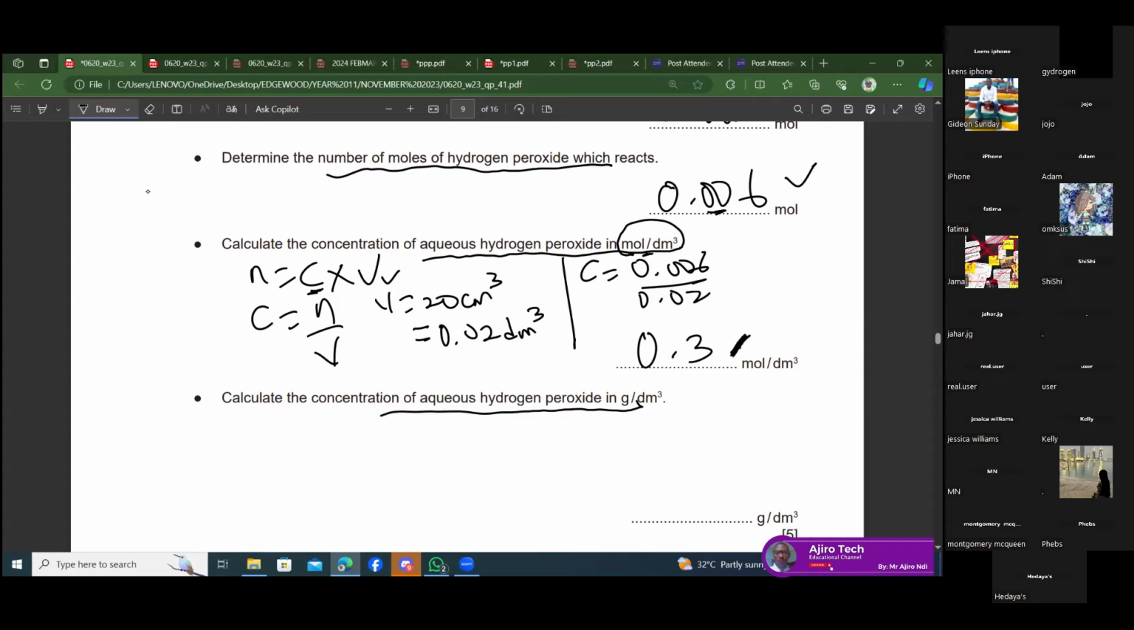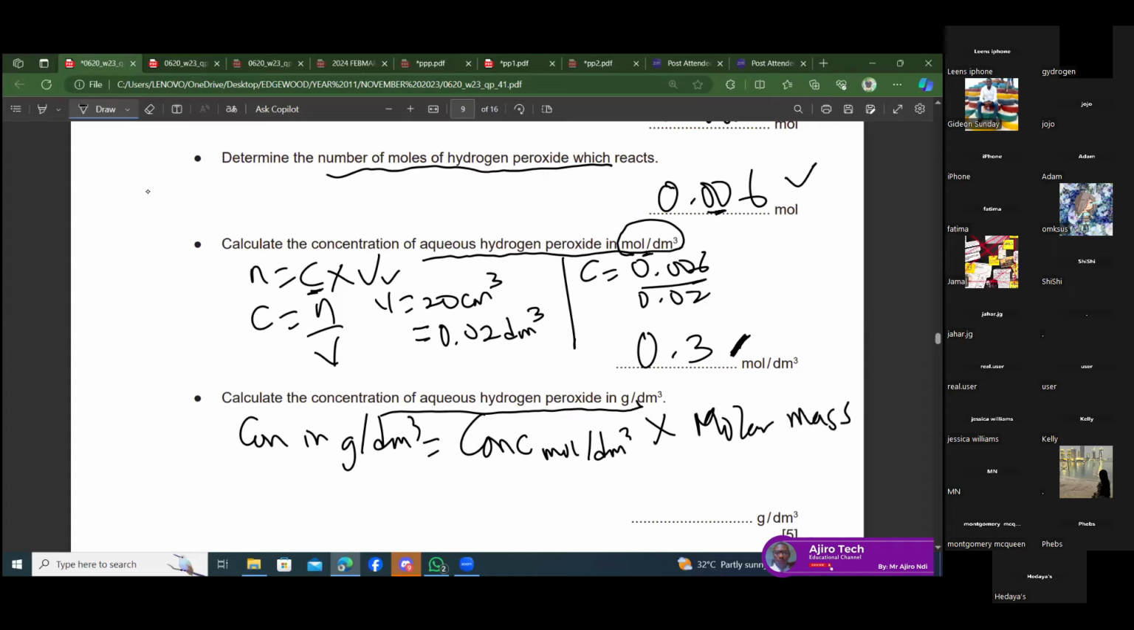So to calculate this in gram per dm cube, it's simply going to be concentration in gram per dm cube is equal to, I didn't add this formula, so add it to your collection. Concentration in mole per dm cube times the molar mass of the solution that you're talking about, which is hydrogen peroxide. So we have the concentration in mole per dm cube, which is 0.3.